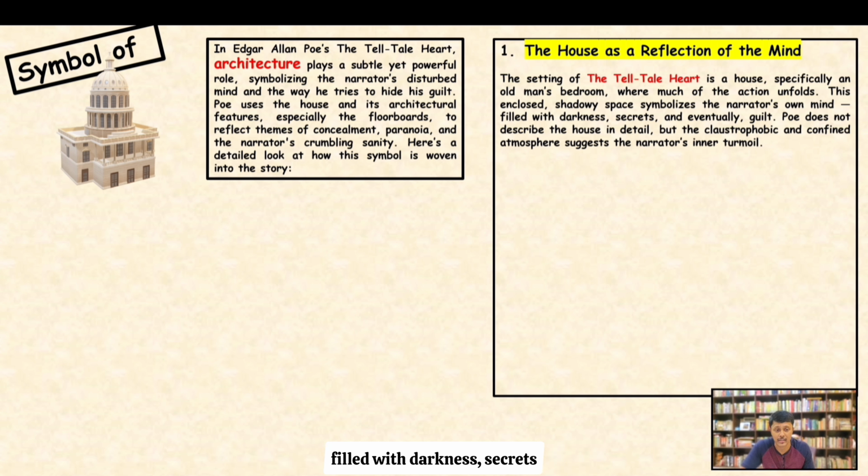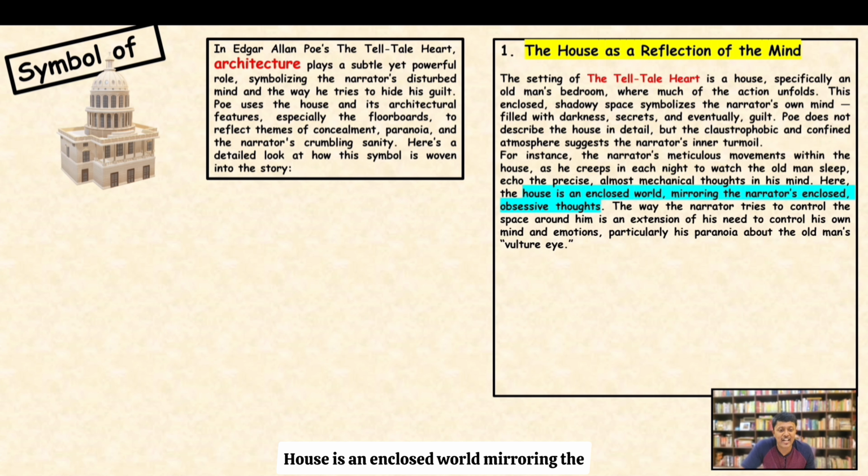Poe does not describe the house in detail. But the claustrophobic and confined atmosphere suggests the narrator's inner turmoil. The house is an enclosed world mirroring the narrator's enclosed, obsessive thoughts. And the textual example is this: "It took me an hour to place my whole head within the opening, so that I could see him as he lay upon his bed. Would a madman have been so wise as this?" This passage reflects the narrator's meticulousness and, symbolically, his desire to control his environment. His actions suggest that he wished to maintain control over his mind.